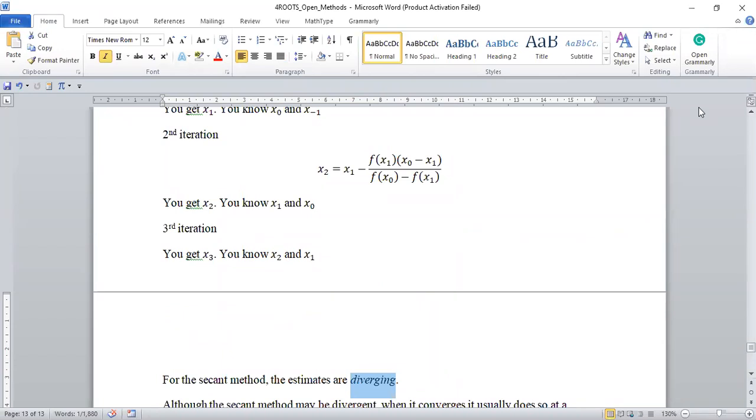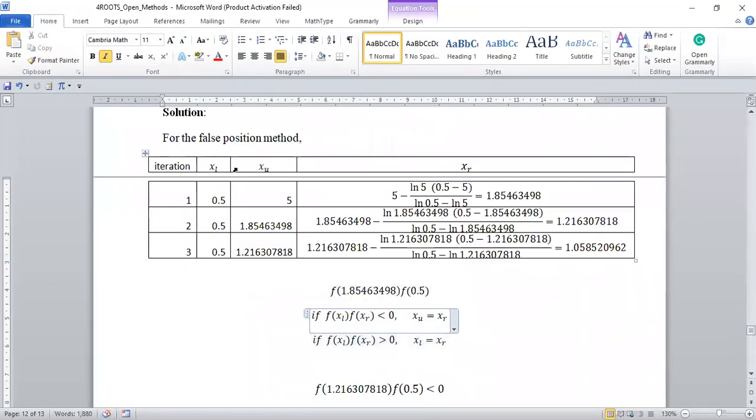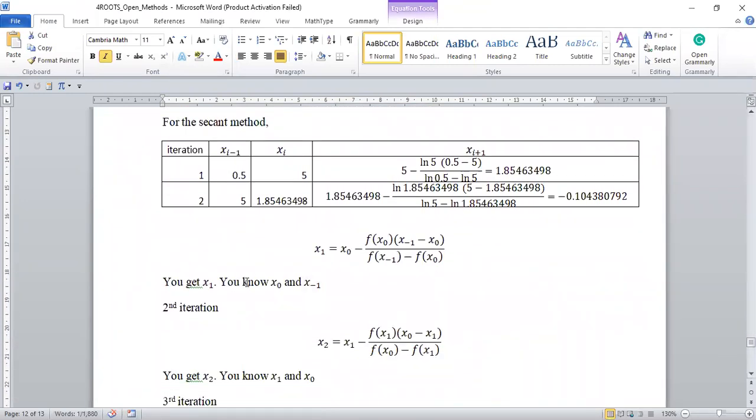The secant method is faster. Yes, John, thank you for that observation. The secant method is really, really fast. And the reason why it's fast is because you don't need to do any evaluation to test for this condition, then having to replace the lower limit or the upper limit. It just goes sequentially. You are not bothered if the root is bracketed. So it's an open method. That's why we call it an open method.